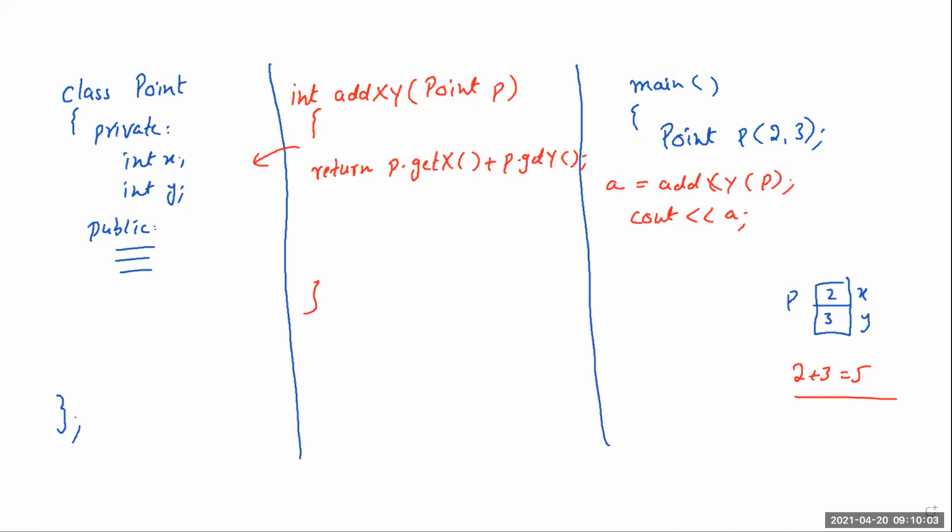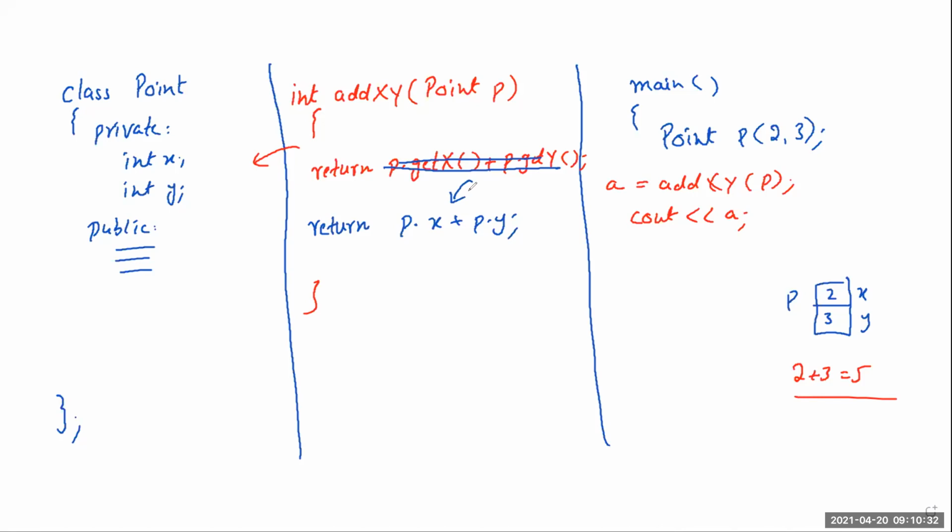But now what we want to do is say, okay, I don't want to call these get functions, right? Rather than this statement, I want to write return p dot x plus p dot y. So instead of calling these get functions, let's allow this function to directly access the private data of the class. And why are we doing it? Because we don't want to call the get function, right?